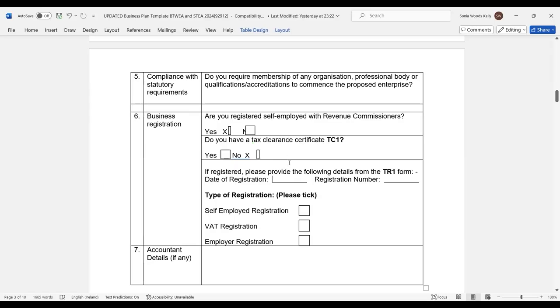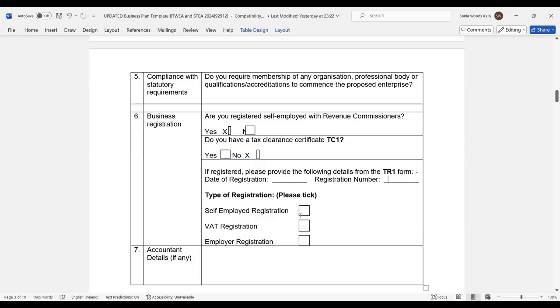And then if you've already registered for income tax, you put in the date of your tax registration in here and the income tax number. So once the income tax registration process is complete, you should receive a letter from Revenue stating the date of your registration and your registration number, and include that information there.